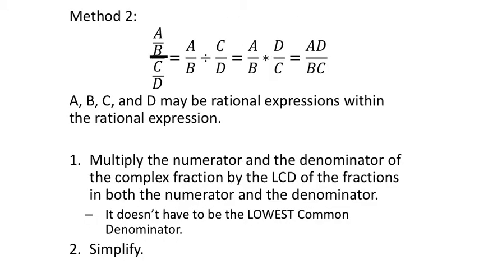But again, the process here is kind of the same. Take your complex fraction, change it into division of fractions, which then becomes multiplication of fractions by reciprocating this fraction, but that changes the operation. Then simplify from there. So I'll multiply the numerator and denominator of the complex fraction by this LCD of the fractions in both the numerator and the denominator. It doesn't have to be the lowest common denominator to simplify. Since it's multiplication and division, we don't really need a lowest common denominator. We do if it's addition and subtraction, but not for multiplication or division.